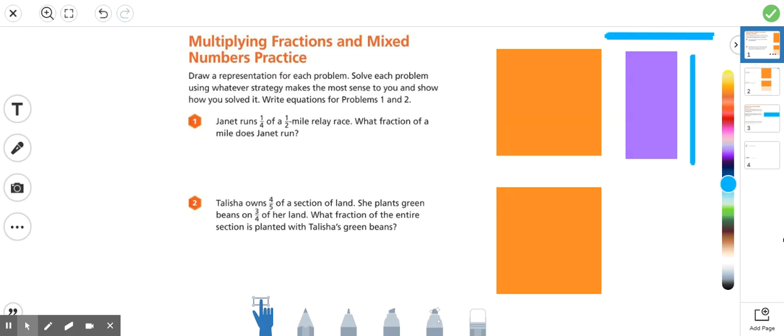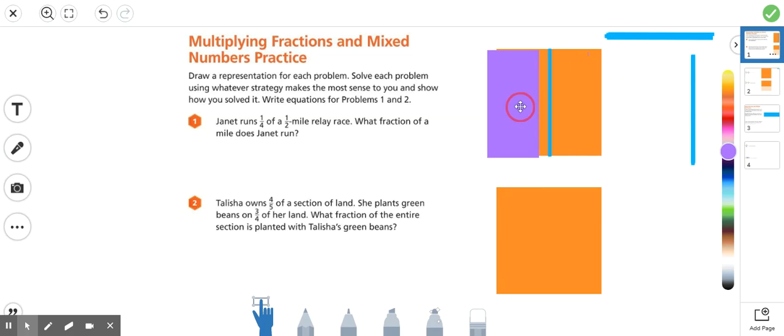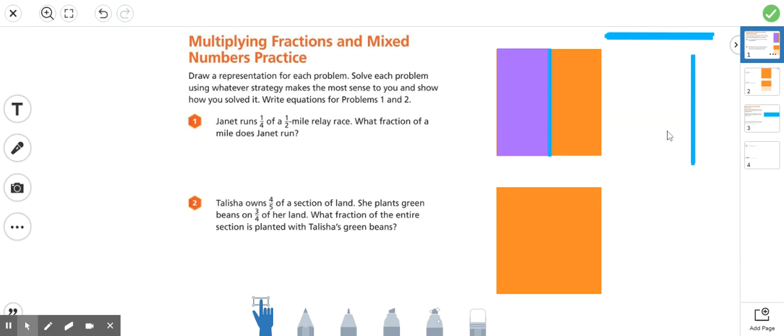So when I'm looking at that, I see that the race that Janet's running isn't going to be a whole mile. So this square is supposed to represent a whole mile. And she's only done half of a mile during her race. So I'm going to represent that by cutting this square, which represents a mile, in half to be a half a mile. And then I'm going to move over this piece to shade 1/2 of it. So I've represented the distance of the race.